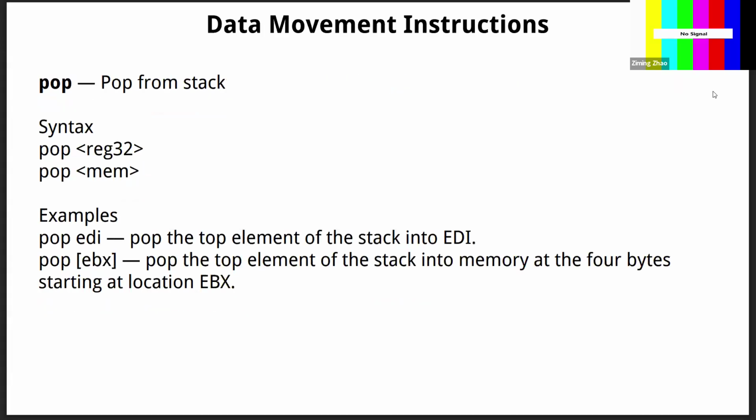The reverse operation of push is pop. The pop instruction also only takes one argument. It can be a register, it can be a memory location. It will pop the top element of the stack into the register, let's say EDI. Then where is the stack? What is the top element of the stack? Where is that? Yeah, exactly. It is still what ESP points to. It's implicit here, not explicit.